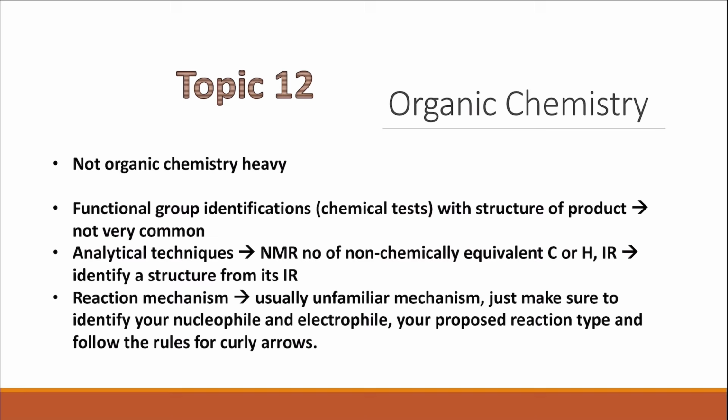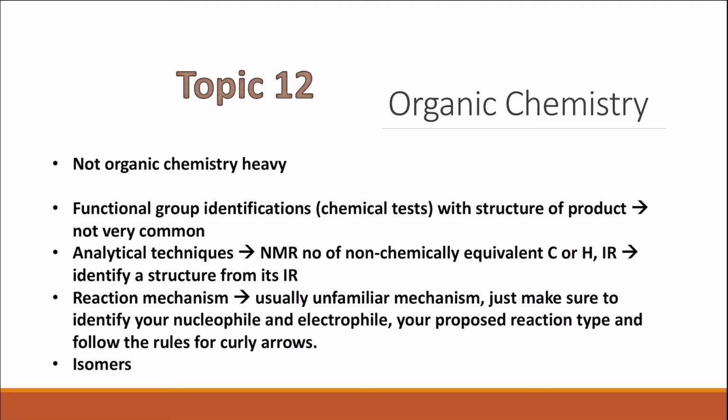What you need to do is just to make sure that you identify your nucleophile and electrophile. You have to know the difference between nucleophiles and electrophiles, and you can propose your reaction type, and you can follow the rules for the curly arrows. So the rule for curly arrows is that the arrow goes from a lone pair of electrons, from the nucleophile into the electrophile. So always use this rule for curly arrows.